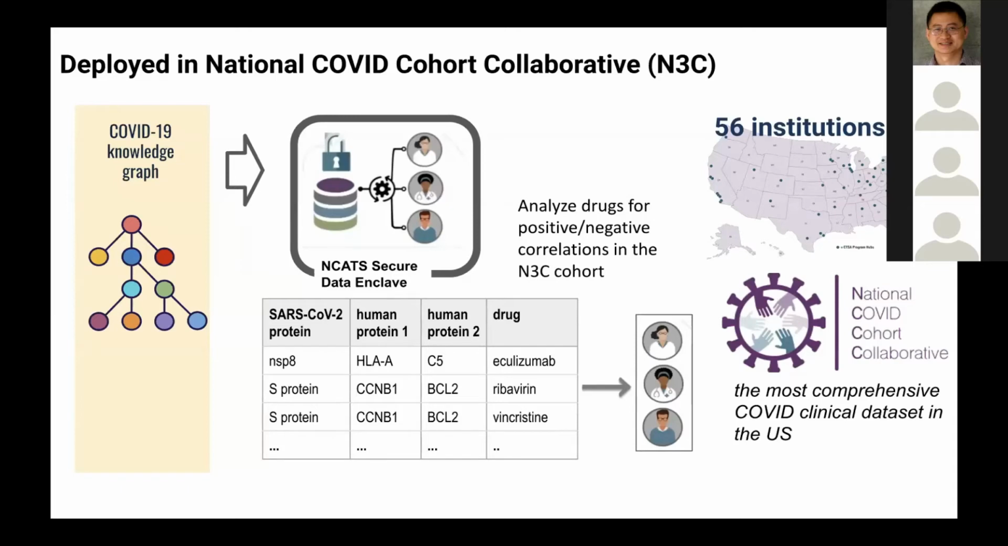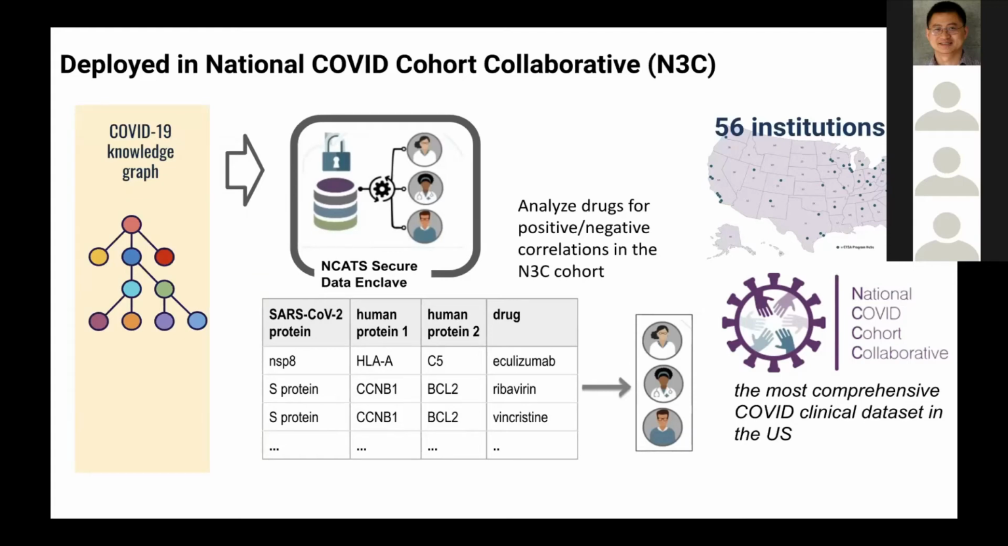So we have this deployed in a number of places. One of the most notable is in this new National COVID Cohort Collaborative, N3C collaboration, which is spanning, I think, all the 56 different CTSAs across the USA, really aiming to, and being successful in, bringing together clinical research data about COVID across the whole US. So we actually have the knowledge graph deployed in something called the NCATS Secure Data Enclave as part of N3C.